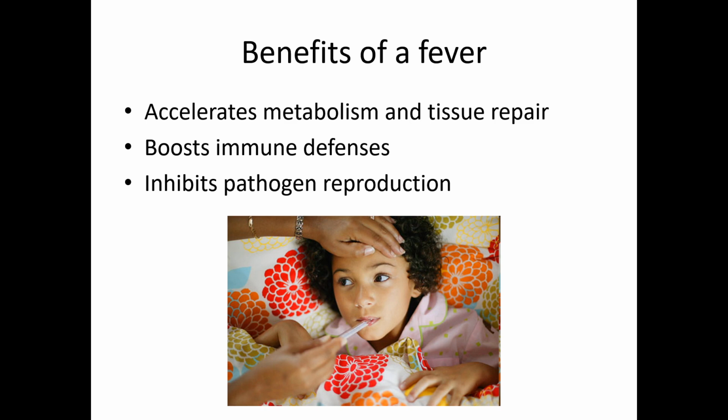Now, this last ability here is not due directly to temperature, but it's due to something else that happens during a fever, where iron and zinc, particularly, are sequestered. They're stored in your liver and pulled out of the blood so that there's not a lot accessible. And pathogens really need, especially zinc, to reproduce. And so with less of that, they're not going to be able to reproduce, your infection won't get as bad, and you'll get better, in theory, faster.